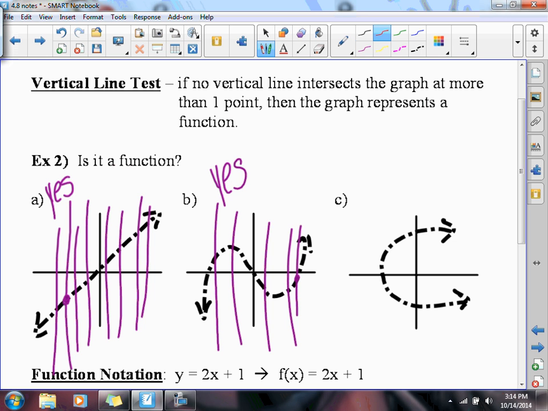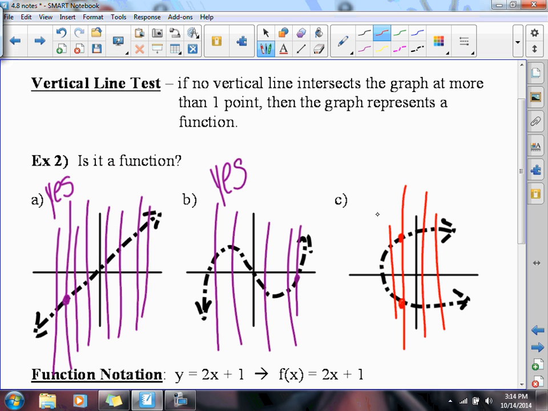Part C, this one's going to be a problem. If I draw my line, I touch the graph 2 times. I touch it there and there. So this is not going to be a function. And I can put that line in lots of places and still not pass the vertical line test.